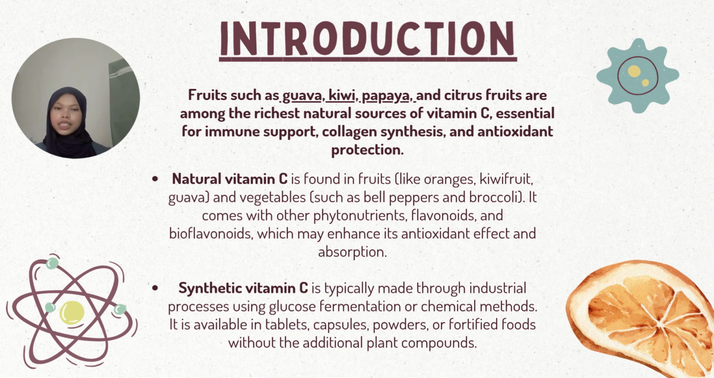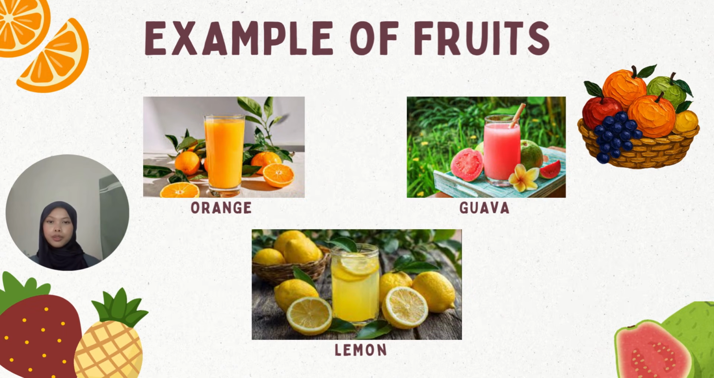Synthetic vitamin C is typically made through industrial processes using glucose, fermentation, or chemical methods. It is also available in tablets, capsules, powder, and fortified foods without the additional plant compounds. Here are examples of fruits: orange, guava, and lemons.